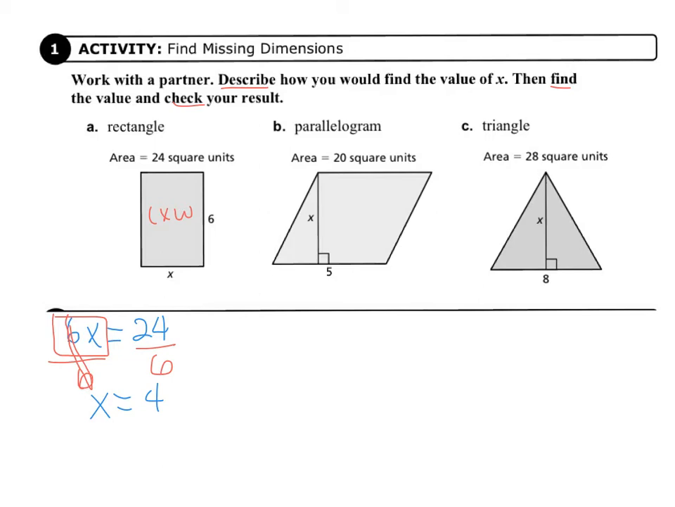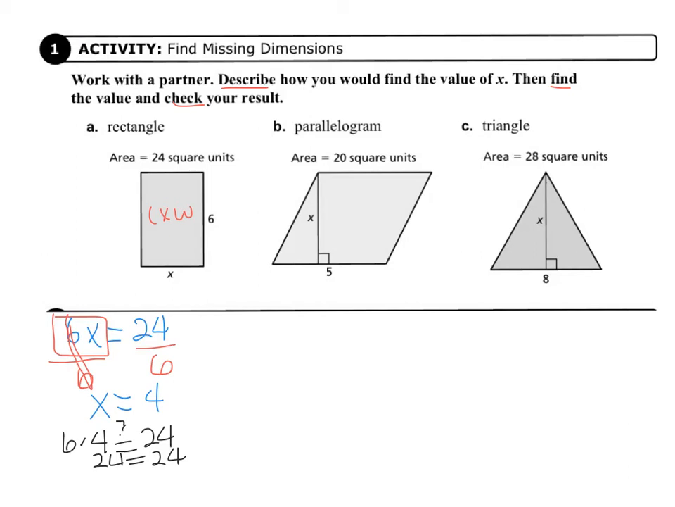And then don't forget the checking step. We have to put our solution back into our equation to see if it works. So we go 6 times 4, and we question ourselves, does that equal 24? And 6 times 4 is 24. So we know that our solution is correct.